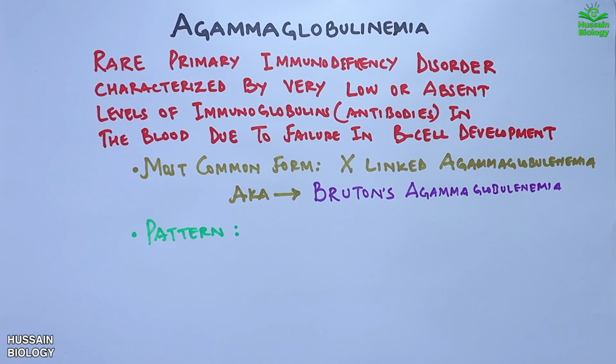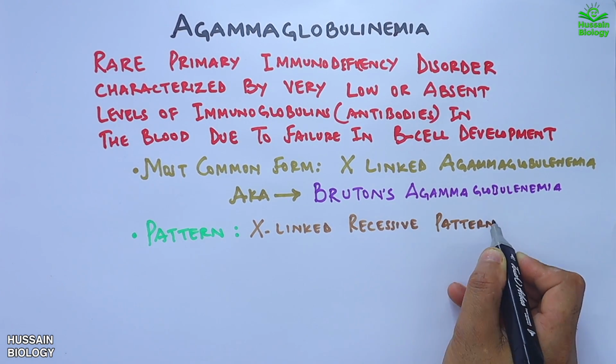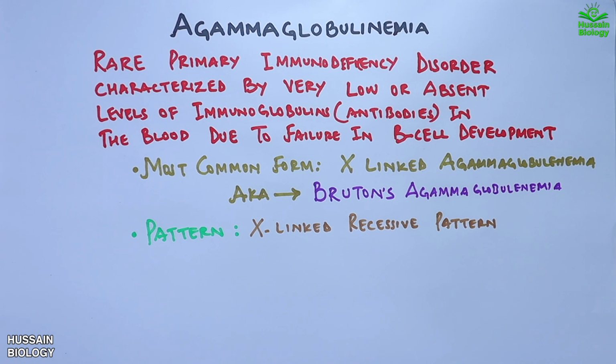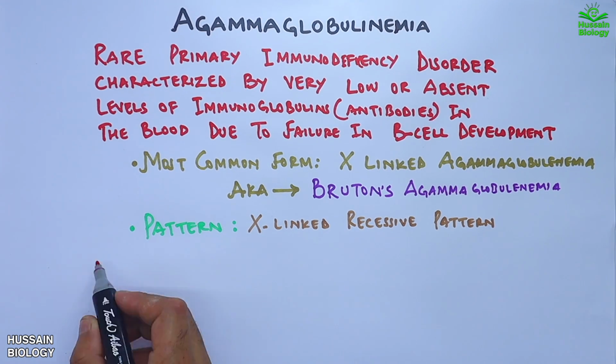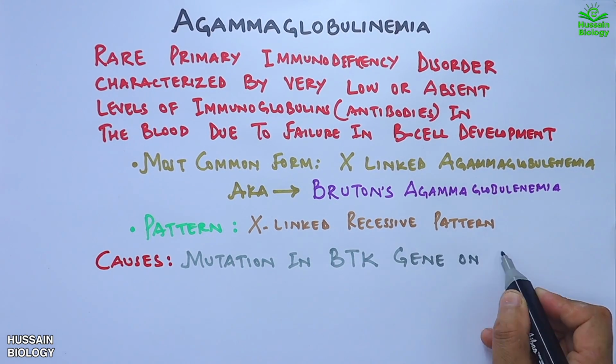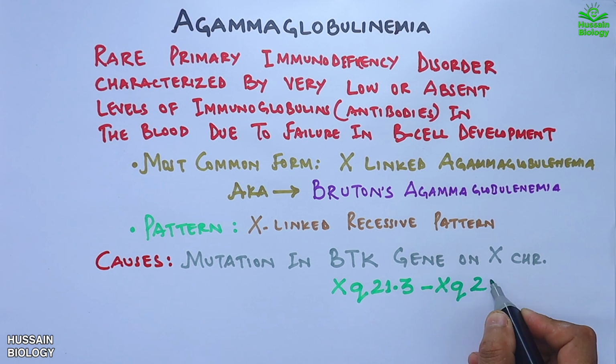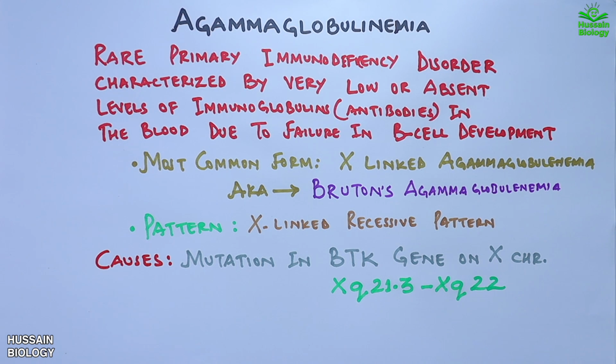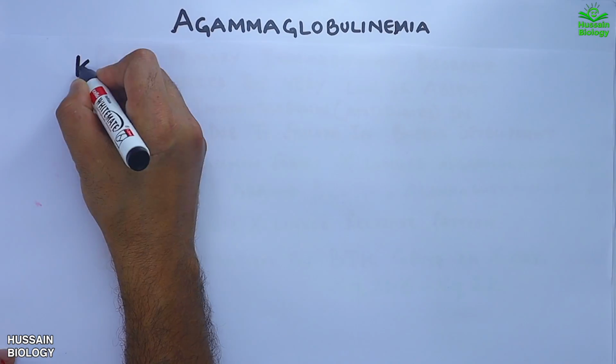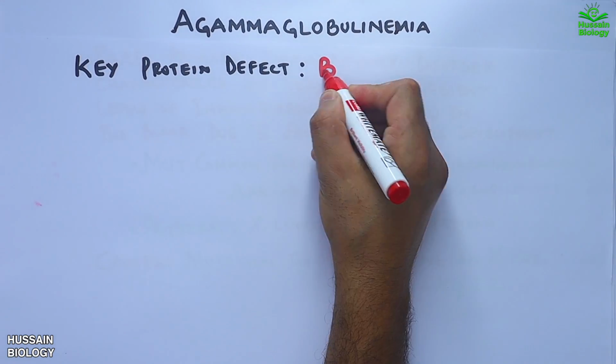This disorder follows an X-linked recessive inheritance pattern, which means it typically affects males and is passed down through the maternal X chromosome. The root cause of this condition is a mutation in the BTK gene, located on the X chromosome, specifically between the regions XQ21.3 and XQ22. The BTK gene plays a critical role in B cell development, and mutations in this gene disrupt that process, leading to the immunodeficiency. We see the key protein defect in this disease is the BTK here.